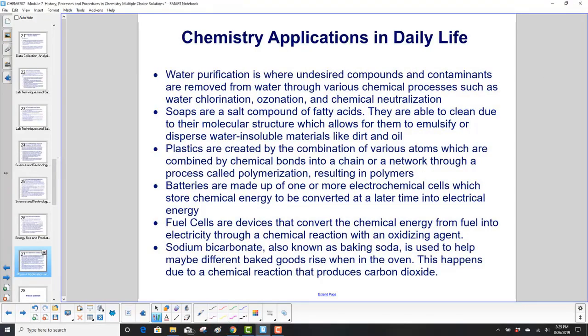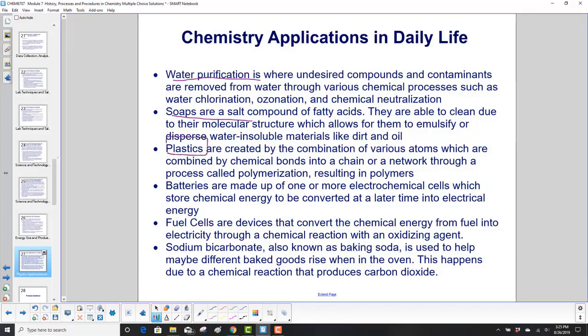Chemistry affects your daily life. Let's start with water purification. That's where bad, undesired compounds and contaminants are removed from water through various chemical processes such as water chlorination, ozonation, and chemical neutralization. Soaps are a salt composed of fatty acids. They are able to clean due to their molecular structure. It allows them to emulsify or disperse water-insoluble materials like dirt and oil, so it can be removed from your body or from anything you're trying to clean.